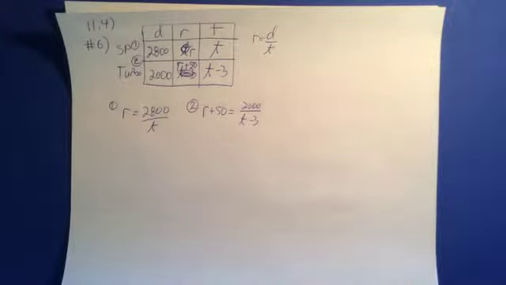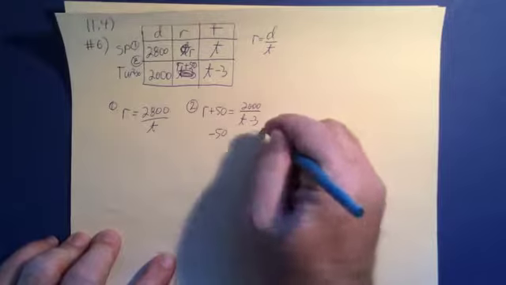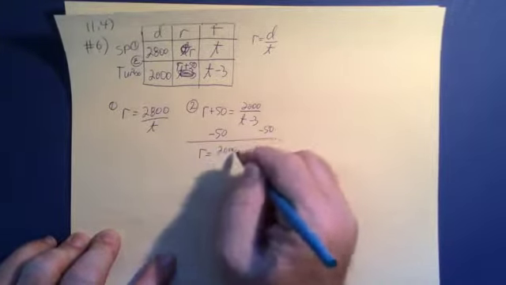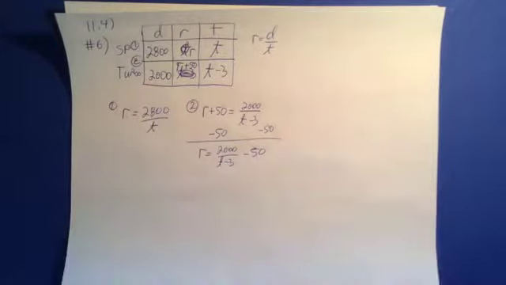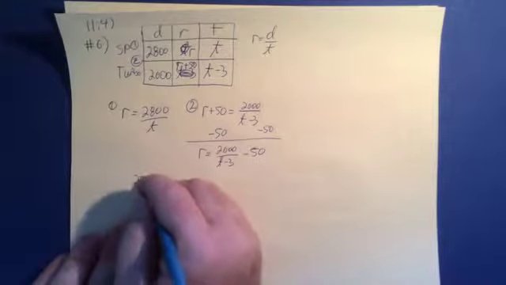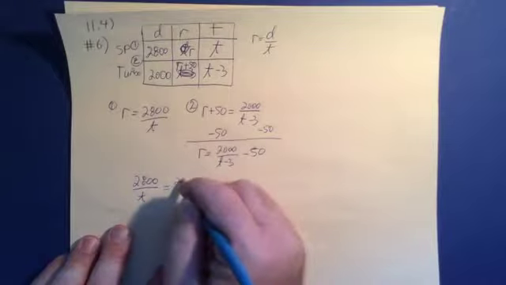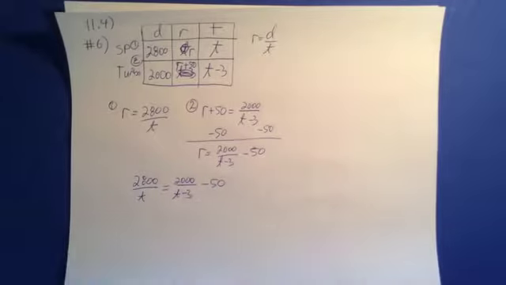So I think the numbers in this one are going to be a little big, but let's see what we get. I need to get R by itself, so I'm going to subtract 50 from both sides. That's going to give me R equals 2,000 over T minus 3 minus 50. I'm going to leave it at that. Now that we have the two equations written for R, I'm going to set them equal. So I'm going to have 2,800 over T equals 2,000 over T minus 3 minus 50.